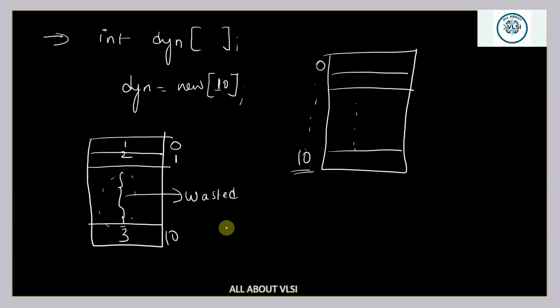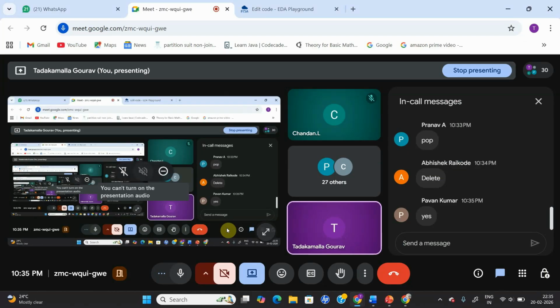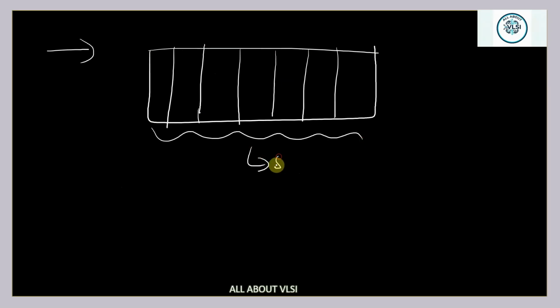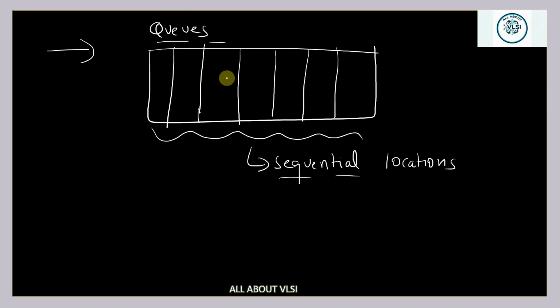Now, how can we overcome this issue? You might say we can use a queue. But if you use a queue, you are supposed to store the elements in sequential memory locations only. You cannot have random locations. You can only store data in sequential locations in the case of queues. Am I right or wrong? Every location is contiguous in the case of queues.